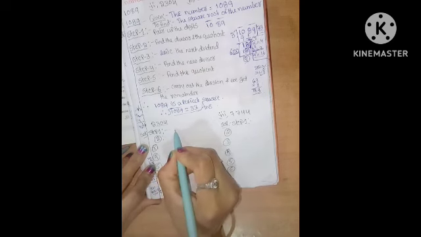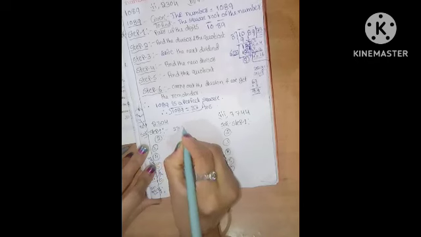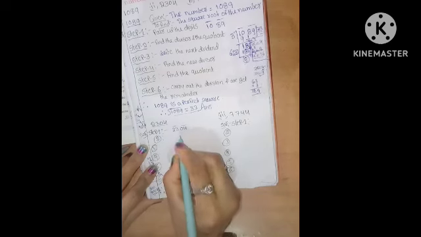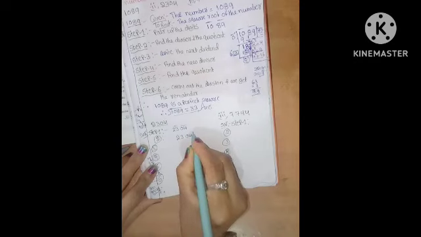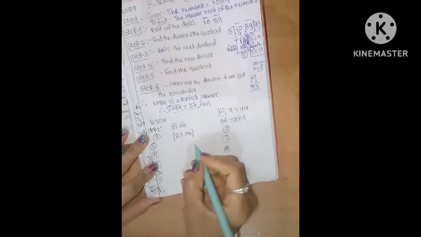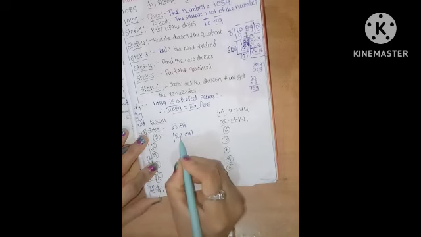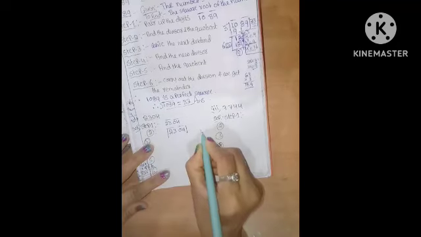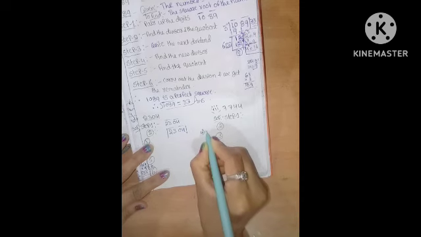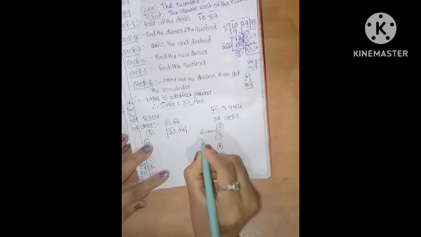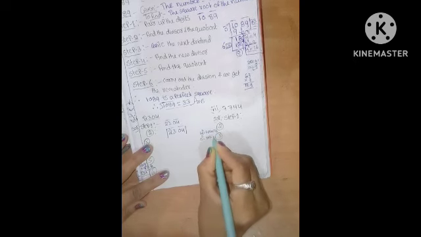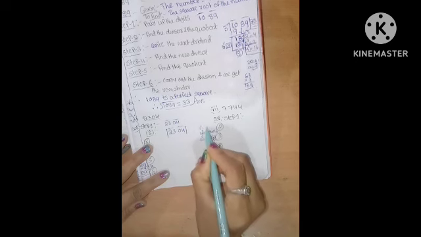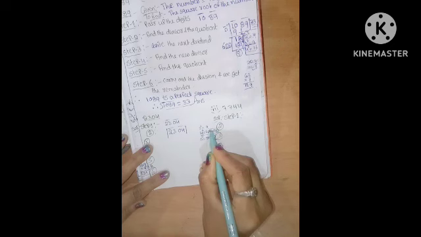2304. First step is to pair the digits. Put bars on each pair. Next, step 2. Step 2 is to find the largest number whose square is less than or equal to the first pair of this number only. What's the first pair? 23. Write the squares. 4 square, 4 fours are 16. 5 square, 5 fives are 25. 25 is bigger only. Next, 3 square, 3 threes are 9.